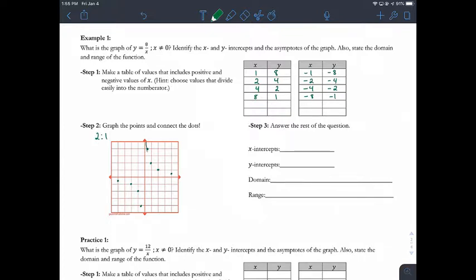Connecting our dots, we get a graph that looks like this. We want to do it on both sides. And we can include in our graph our vertical and our horizontal asymptotes.